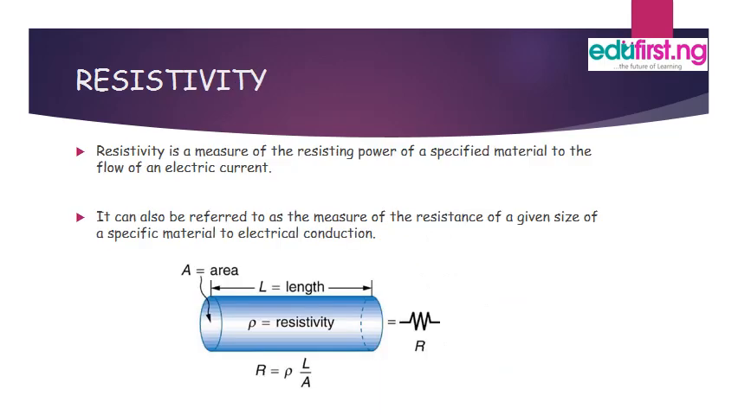Resistivity. Resistivity is a measure of the resisting power of a specified material to the flow of an electrical current. It is also referred to as a measure of the resistance of a given size of a specific material to electrical conduction. You can see that resistivity is specific to a material, while resistance is more or less a general resistance of the circuit, which has to do with the voltage and the current.